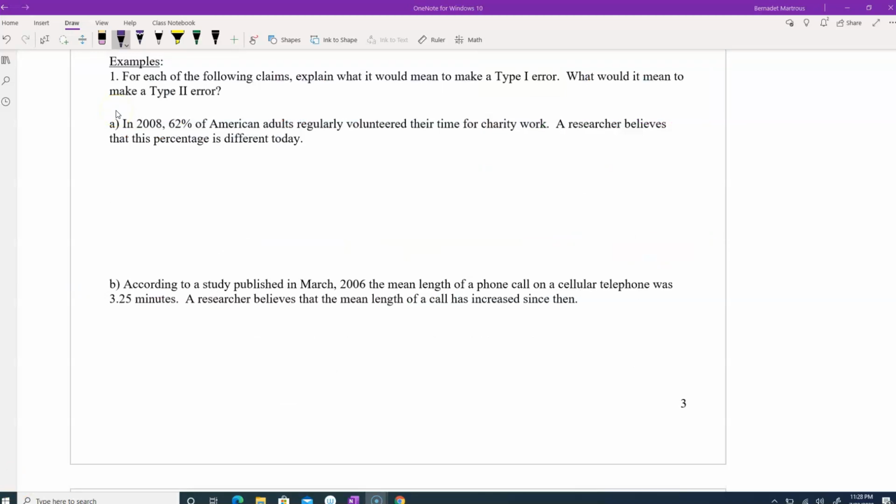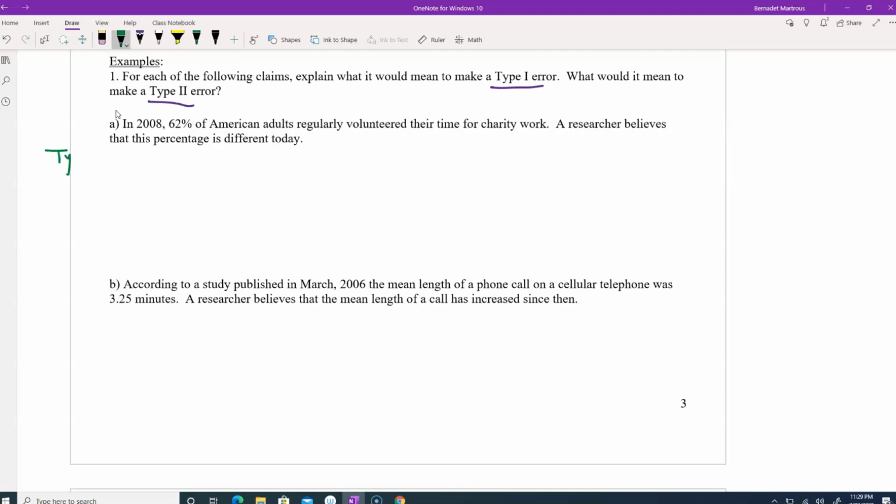Example for each of the following claims. Explain what it would mean to make a type 1 error. What would it mean to make type 2 error? Part A. These are exactly what we have on the first and second page. So we have 62%, and this part we had proportion. So this is 62 divided by 100, so this is proportion, and that is equal to 0.62.